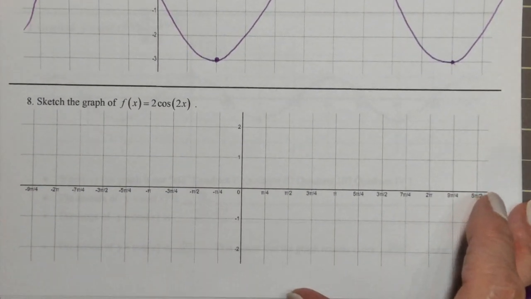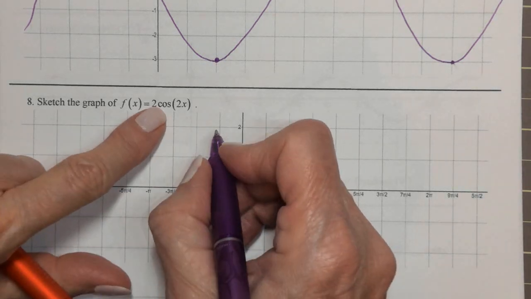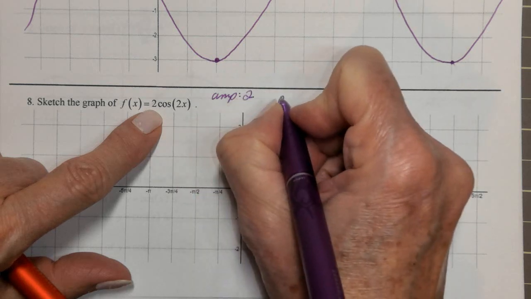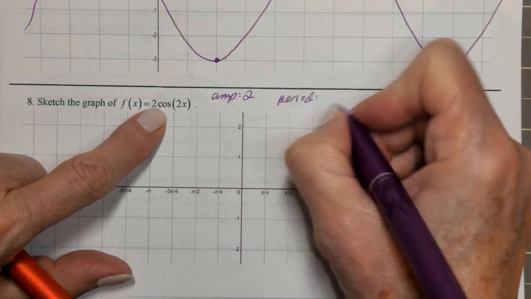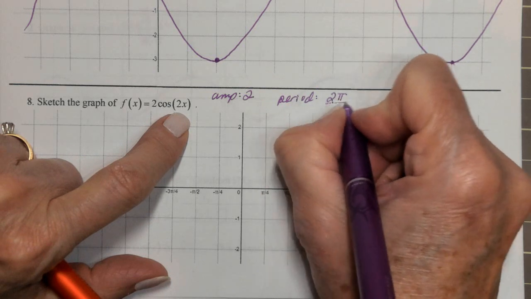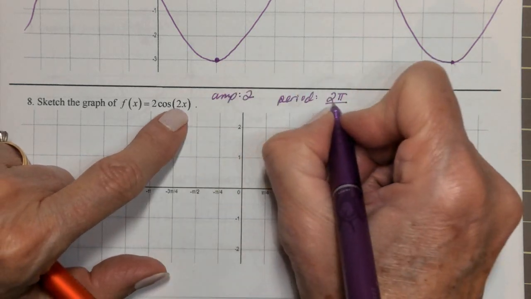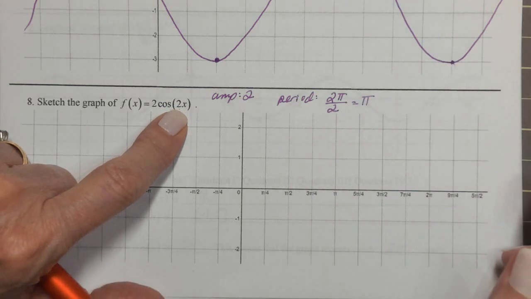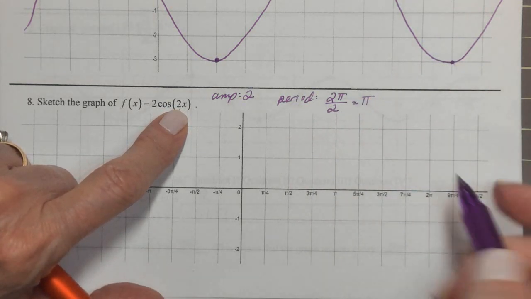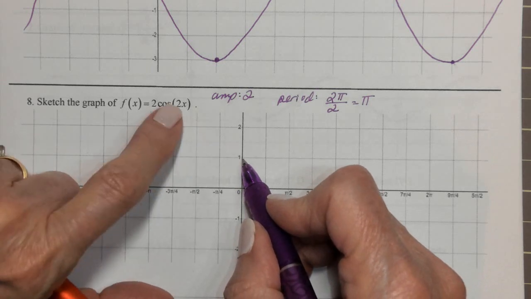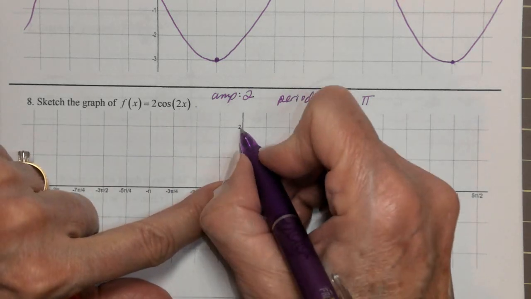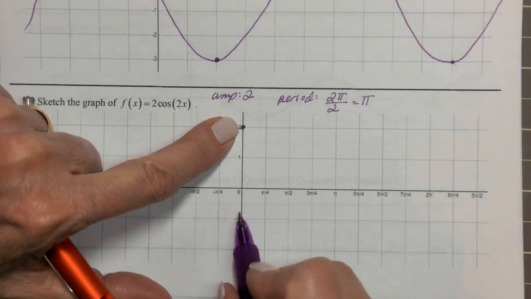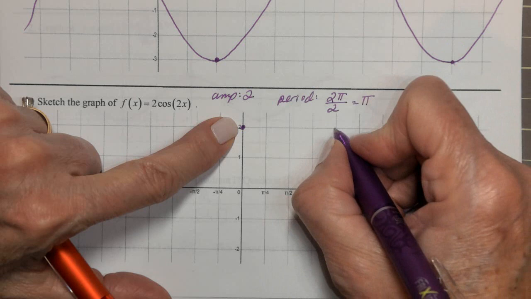Let's do a cosine. All right, the amplitude is 2. The period is the normal period divided by this 2, which is pi. The period is pi. It's a cosine. Cosine usually starts at 1, but since the amplitude is 2, I multiply that by 2. After pi units, I will begin repeating myself.